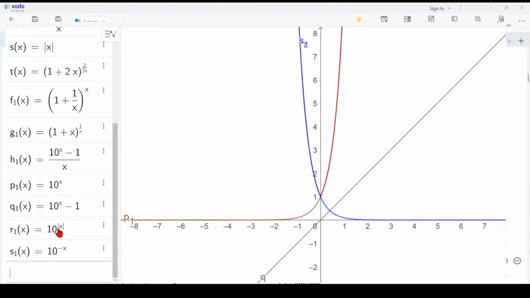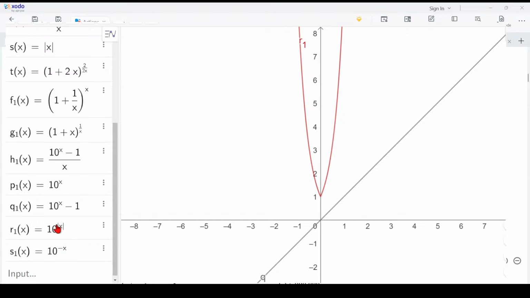Now 10 power mod x is equal to 10 power x when x is greater than 0, and equal to 10 power minus x when x is less than 0. When x is greater than 0, mod x is x, so we take this red part of the graph. When x is less than 0, this becomes 10 power minus x, so we take this part of the graph. That's why we get this graph of 10 power mod x.